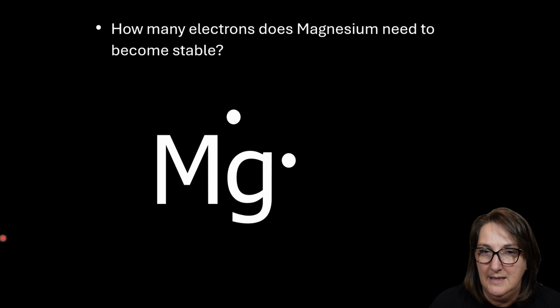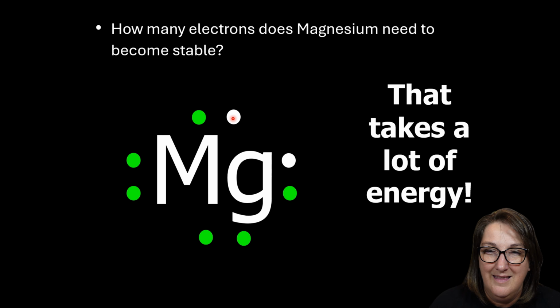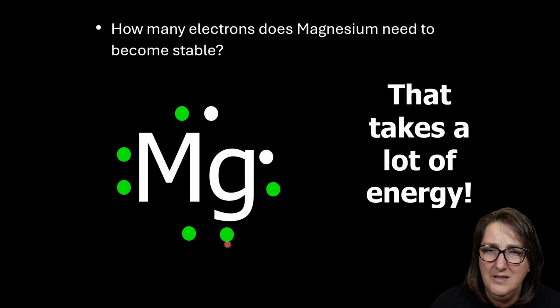I look at magnesium. Okay, magnesium is in group 2, so I have 2 valence electrons. How many more does magnesium need to be happy? I have 2, and I need to make 8. So how many more do I need? I need to bring in 6 more. But that's going to take a lot of energy for magnesium to have to pull in all of these electrons to gain the 6. It's going to be a lot easier for magnesium to get rid of these 2 electrons.